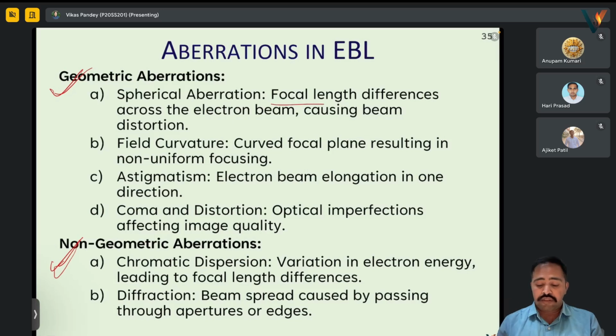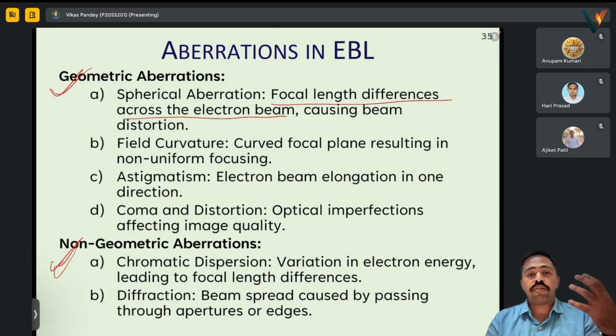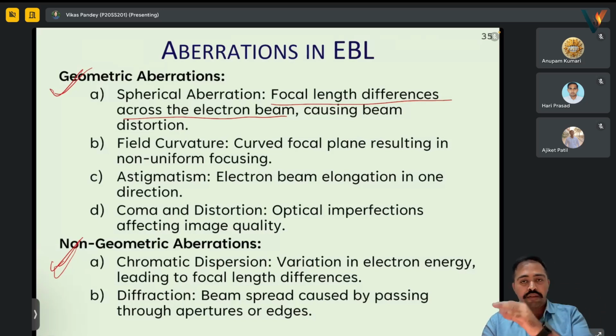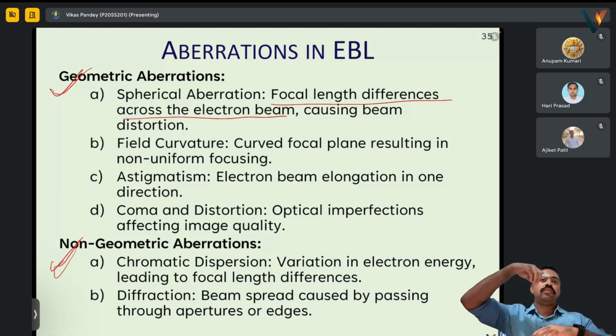The cause can be focal length difference across the electron beam. So focal length can be different for different points on the wafer. Field curvature, so curved focal plane. So the plane has to move at different points.